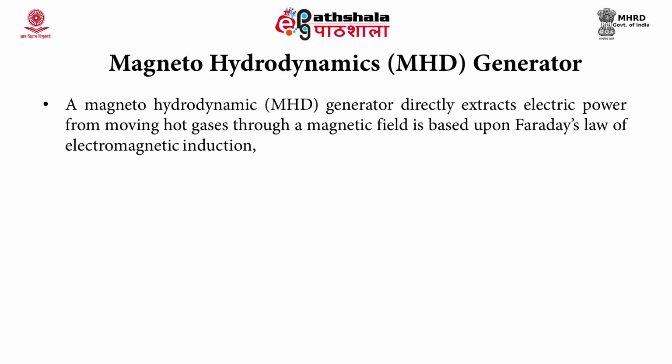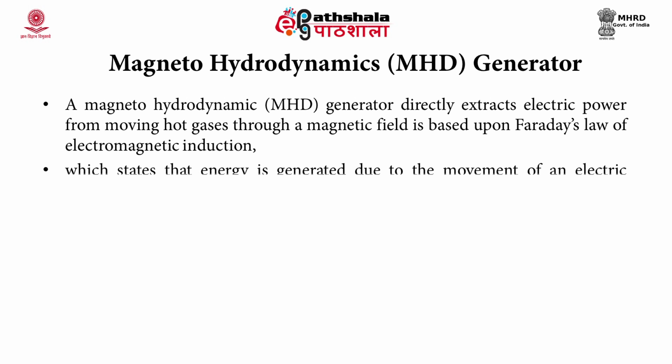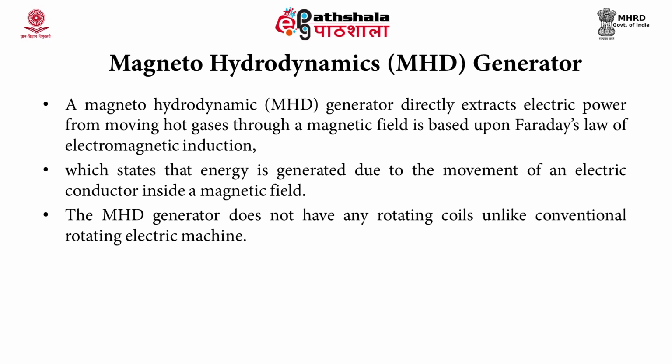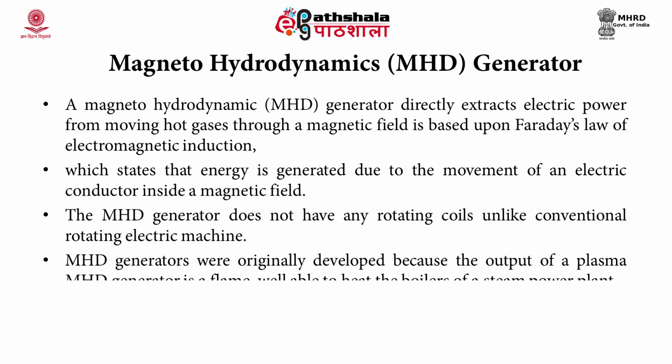A magnetohydrodynamic generator directly extracts electric power from moving hot gases through a magnetic field, and it is based upon Faraday's law of electromagnetic induction. This law states that energy is generated due to the movement of an electric conductor inside a magnetic field. The MHD generator does not have any rotating coils, unlike the conventional rotating electric machine. These generators were originally developed because the output of a plasma MHD generator is a flame well able to heat the boilers of a steam power plant.